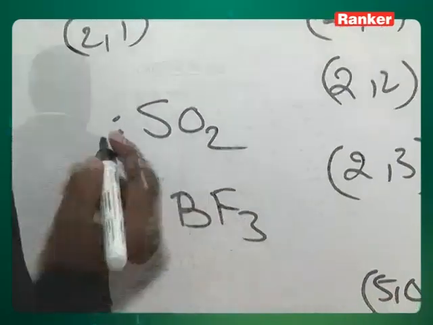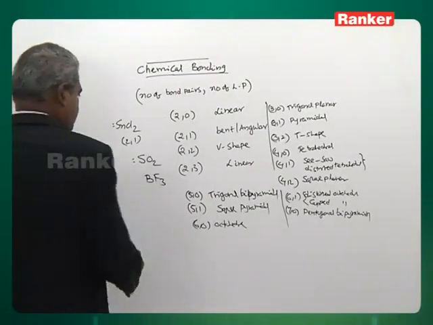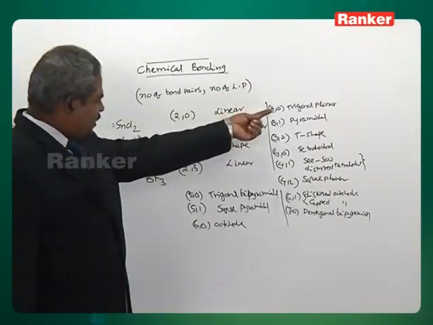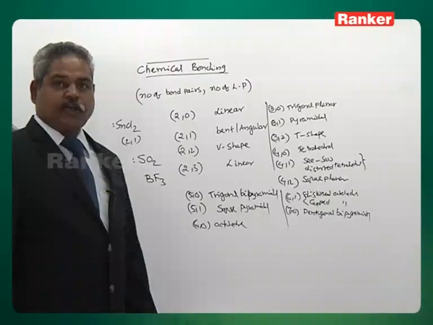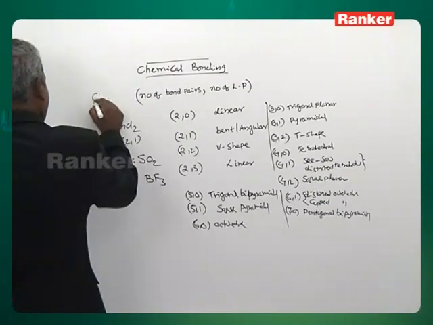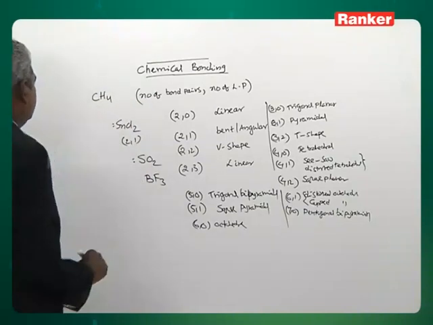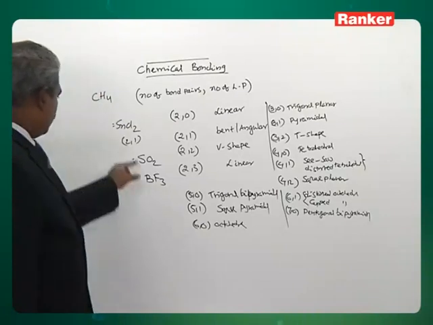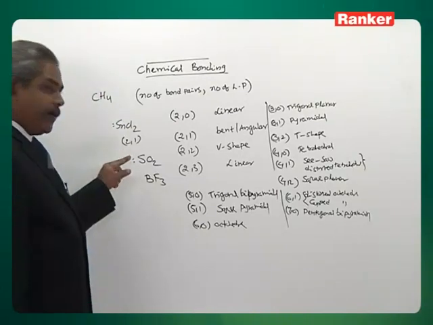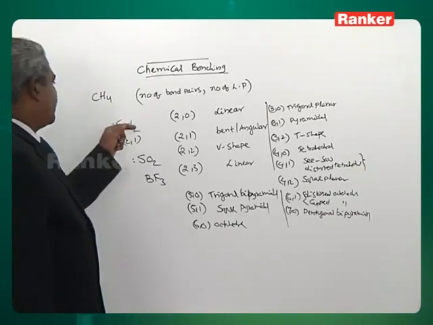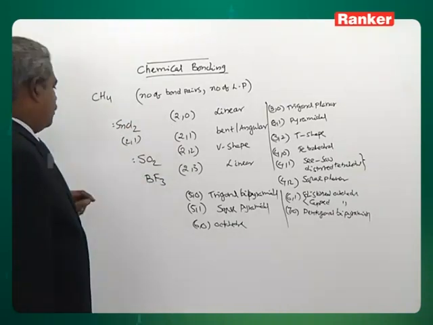BF3. There is no lone pair. 3, 0 trigonal planar. You need not tell me trigonal planar, because if you say 3, 0, I understand as much. So you just tell me the coordinates. CH4. There is no lone pair here. 4, 0. Because I am marking the lone pairs if any. If there is a lone pair, I am marking it, so you need not trouble yourself. The next part I will ask you to mark the lone pairs. 4, 0 tetrahedral.